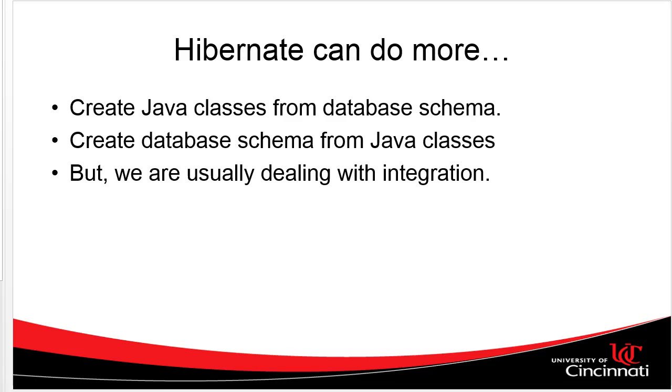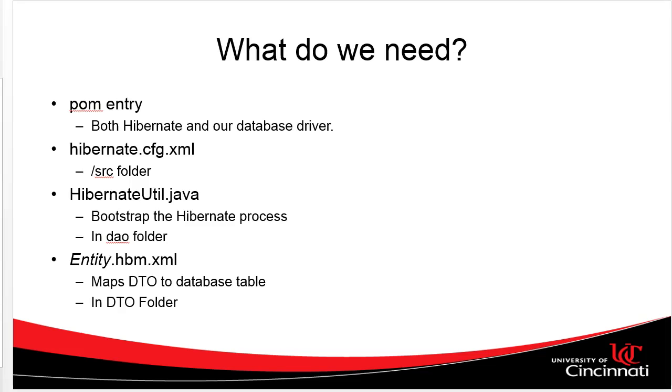Many times we're integrating an existing database with a new Java program, or a new database with an existing Java program. So that's where object relational mapping comes in handy. What do we need to do to make this happen? We need a POM entry, and I have all this on our virtual machine. We're going to look at it in an example in just a moment.